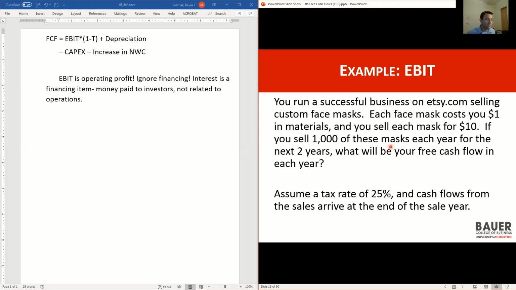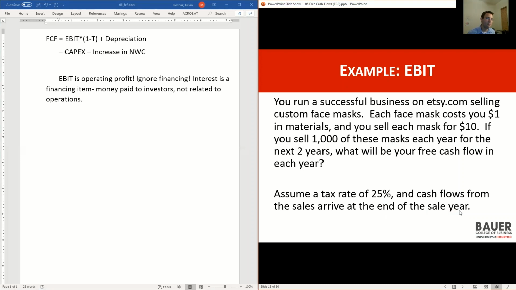You're going to sell 1,000 of these masks each year for 2 years. It's a little bit pessimistic. What will be your free cash flows in 2 years? We're going to assume that we have a tax rate of 25%, and we're going to say that all the cash flows arrive at the end of the year. This is going to be a common assumption, I think this is the assumption we make in the case too.